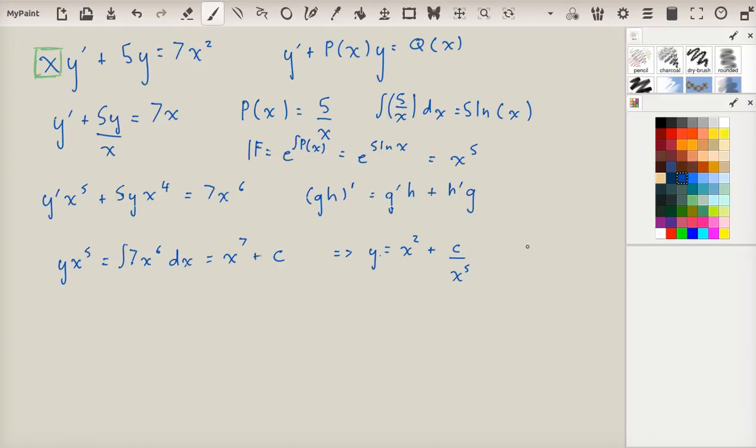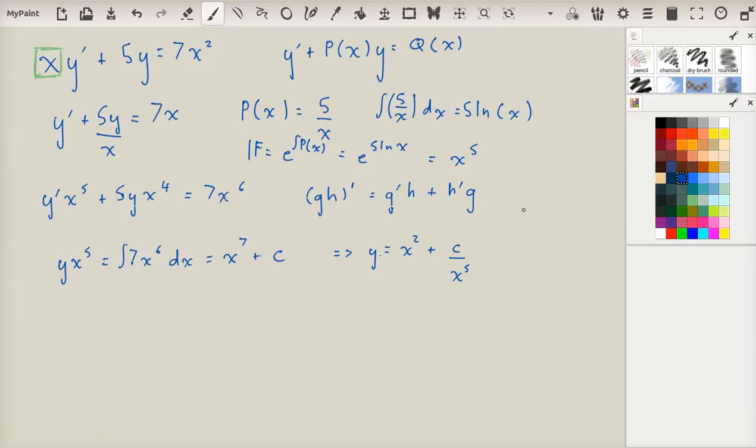And let's say we had an initial condition, we could always plug that in to find that c value. So that's how you solve a linear first order differential equation. This is really important to know how to do for Bernoulli's, and also just important in general to know. So that's a really easy way to do it.